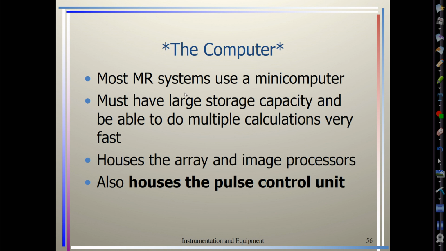So the computer houses the array and image processors. And it's important to know that this is also where it's housing the pulse control unit for our pulse sequences, and when we apply those RF pulses at specific times. That's a common registry question: where is the pulse control unit located?